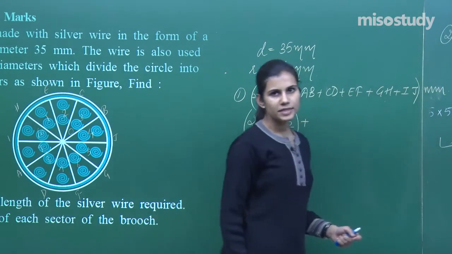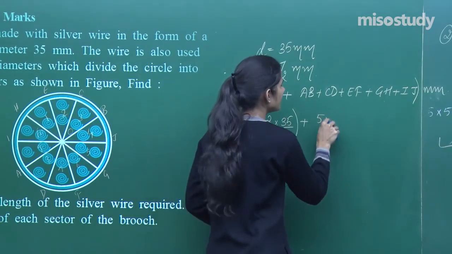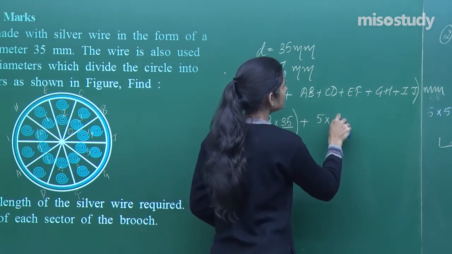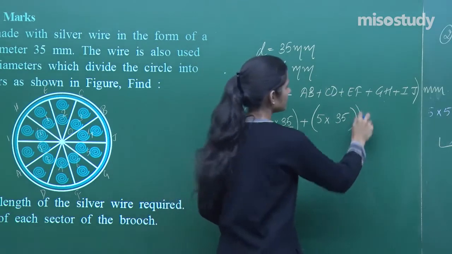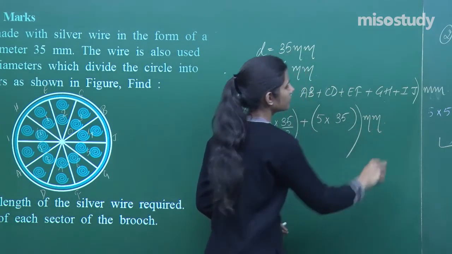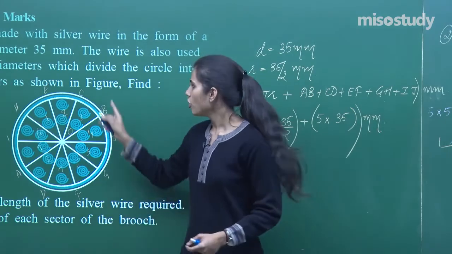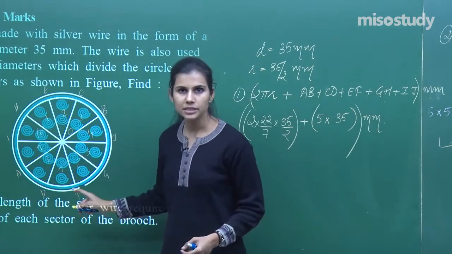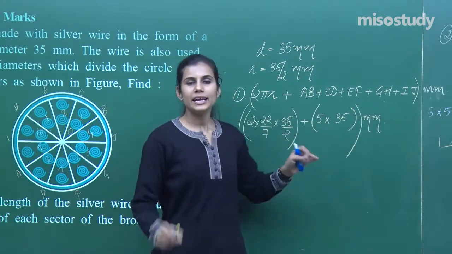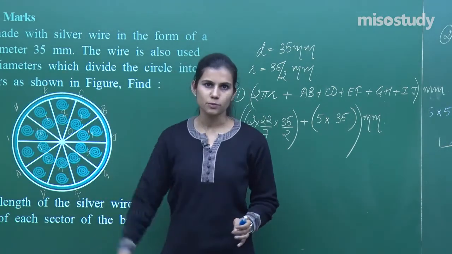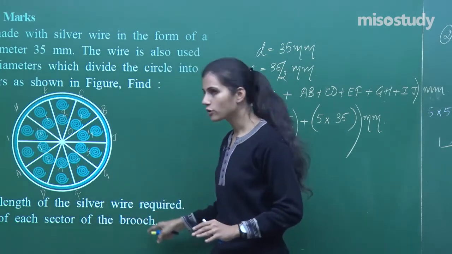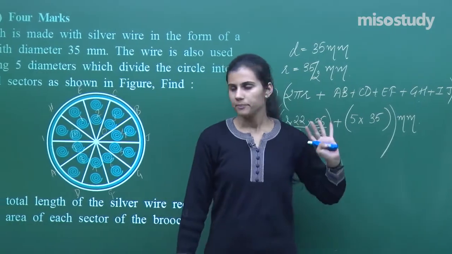But each diameter is of same length. So 5 times length of a diameter, diameter is of 35 mm length. This complete is the measurement of the circumference and the 5 diameters. So of this much measurement I need the silver wire so that I can make the 5 diameters as well as the boundary of this brooch. Clear? So the length of the wire required is this much mm.